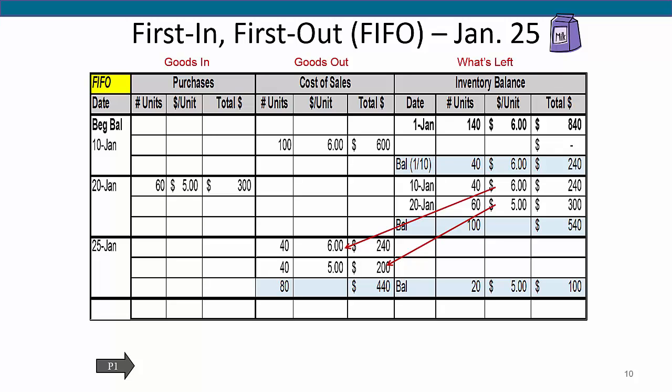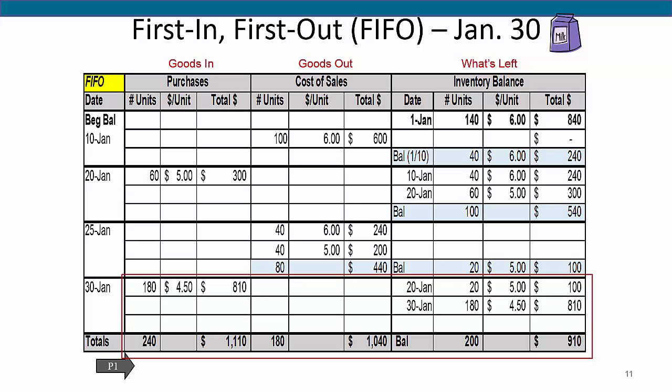This means the first 40 units sold were acquired on January 10th for a cost of $240. The remaining 40 units sold were acquired on January 20th at a cost of $5 apiece or $200. And the total cost of sales on January 25th was $440. The sale leaves only 20 units in inventory, all from the January 20th, with a total cost of $100.